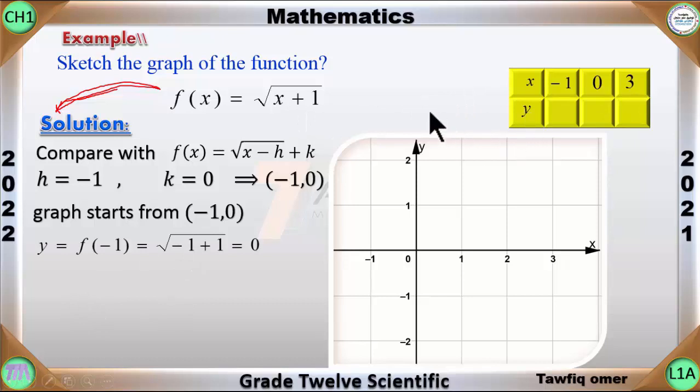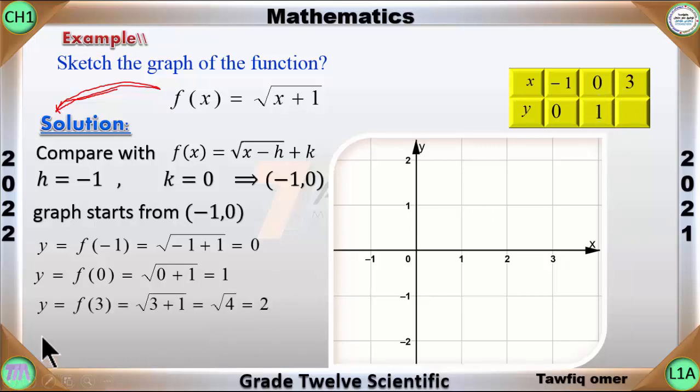And now find y. y equals f of minus 1, which equals square root of (minus 1 plus 1), which equals 0. Then minus 1, 0 is the start point. y equals f of 0 equals square root of (0 plus 1) equals 1. When x is 0, y is 1. y equals f of 3 equals square root of (3 plus 1). 3 plus 1 is 4. Then square root of 4 is 2.